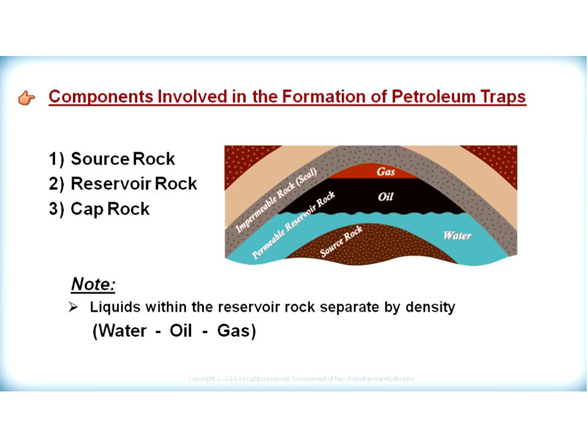When we look at the components involved in the formation of a petroleum trap, there are three main components involved. These include the source rock, the reservoir rock, and the caprock. If we look at the diagram to the right, we can see a schematic that outlines all three different components. The source rock will be the rock in which the hydrocarbons initially came from.